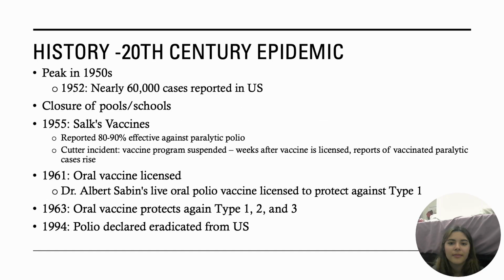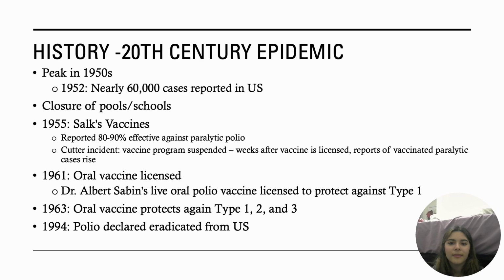Moving on in the history of polio, we come to the 20th century epidemic. In the 20th century, there was a peak in the 1950s, specifically 1952, where nearly 60,000 cases of polio were reported in the U.S. This led to the closure of many pools and schools due to the outbreak. In 1955, Salk's vaccine was released, and it was reported to be 80 to 90% effective against paralytic polio. However, there was the Cutter incident, where the vaccine program was suspended weeks after the vaccine was licensed, and there were reports of vaccinated paralytic cases, which also rose.